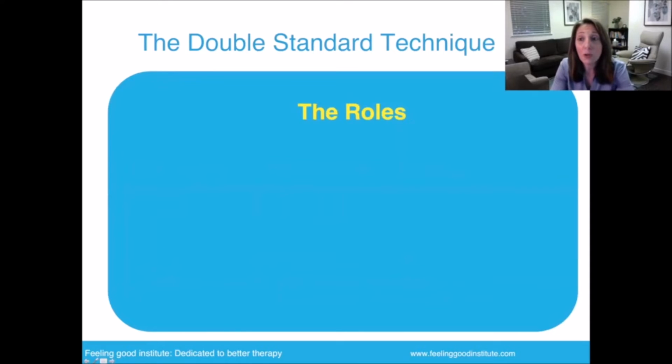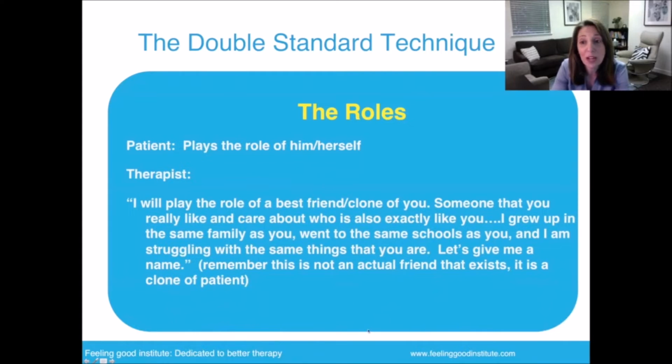So what are the roles in the double standard technique? These are role-playing techniques. Both of the methods that I show you today are going to involve the patient and the therapist playing different roles. In the double standard technique, the patient gets to play the role of him or herself, and the therapist plays the role of a friend/clone of the patient.